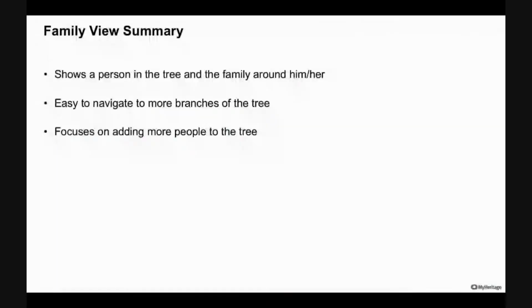So to summarize this basic view, which we call the family view, which we had for more than a decade, it shows a person in the tree and their family around them. It's easy to navigate and get to more branches in the tree, and it focuses really on adding more people to the tree and quickly editing their information. So this is the view that most people use. This is the view that's very helpful and useful in MyHeritage. But there are others.